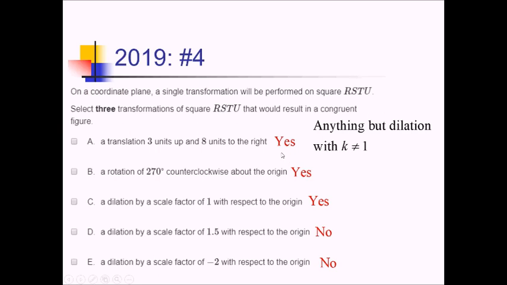So at the end here, A, B, and C are the only ones that give us a congruent figure.